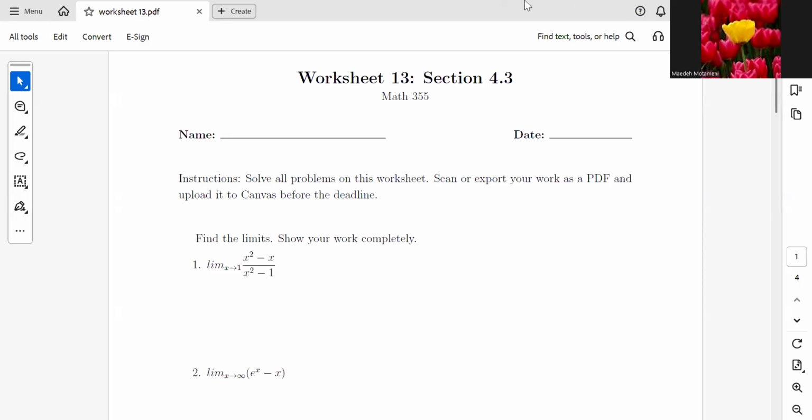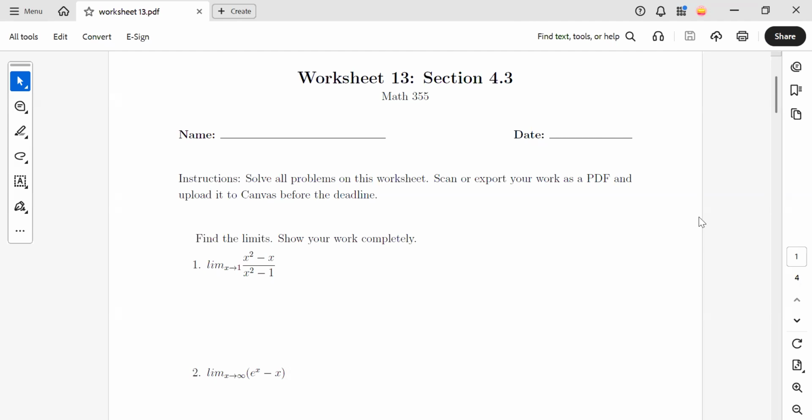Hello everyone. In this video, we are going to solve worksheet number 13, which is mostly about L'Hopital's. As the first example, we're going to find the limit of x squared minus x over x squared minus 1.